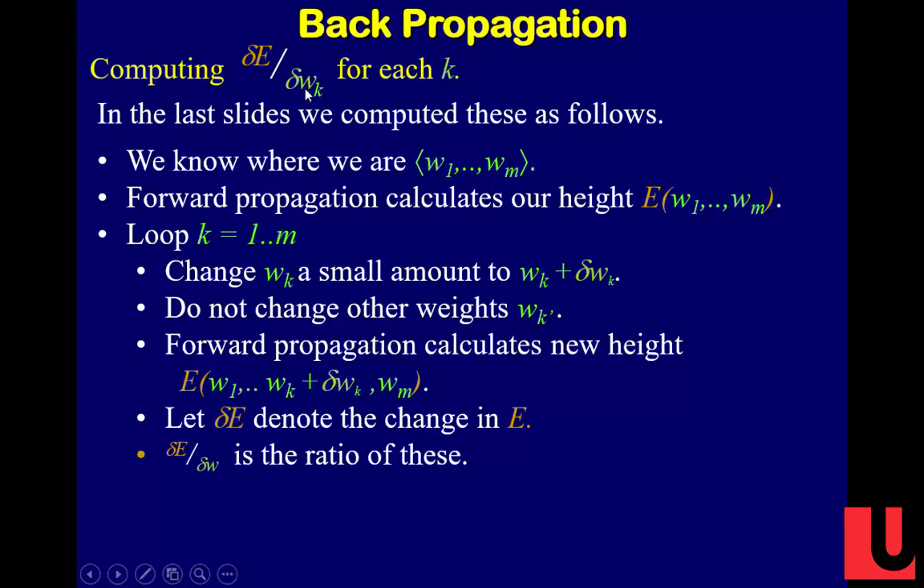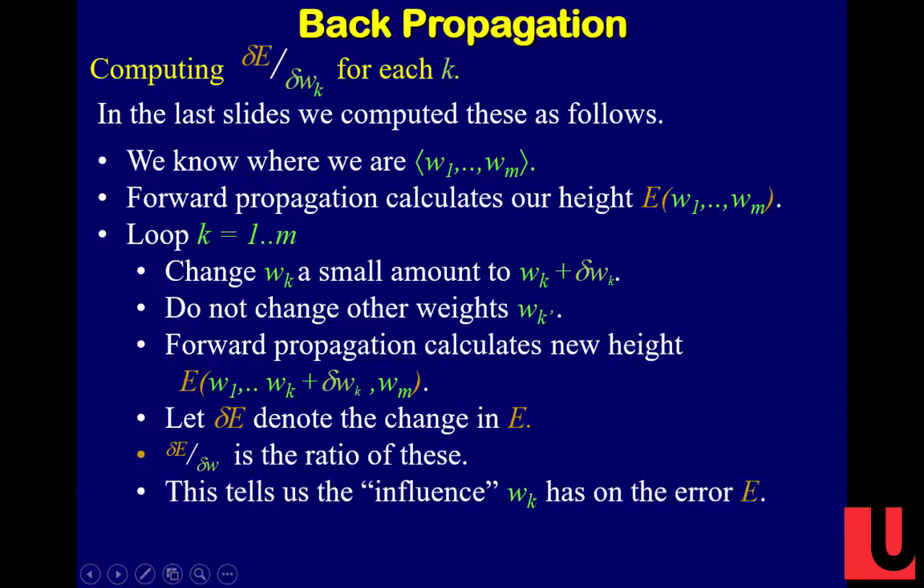If I change the weight, what do I want to know? I want to know what influence this weight has on the answers being right or wrong. So how do I do it? I change the weight a little bit and see what effect it has on the error. Pretty straightforward. So you loop over K from 1 to n, but the second line says do not change the other weights. Yes. When I'm considering this weight, I don't change the other weights. When I go to the next weight, I go back, and these are done in parallel.